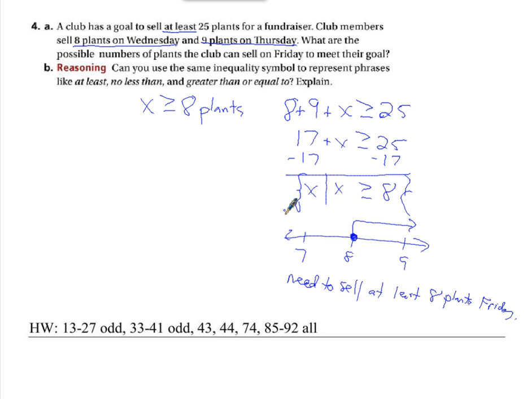Okay, so part B, reasoning. Can you use the same inequality symbol to represent these phrases? At least, no less than, greater than or equal to. Think about that for a second. Do those all mean the same thing?